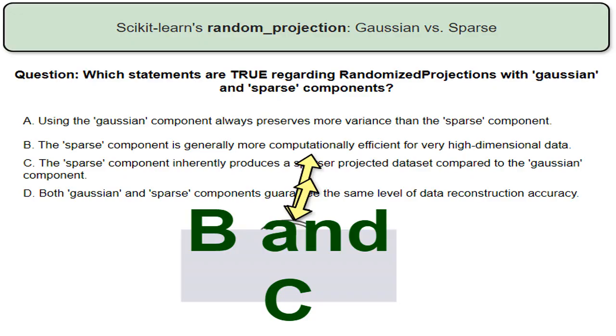In conclusion, Vamsi, based on our analysis, statements B and C accurately describe the characteristics of sparse and Gaussian components in scikit-learn's random_projection. Let me know if you have more questions.